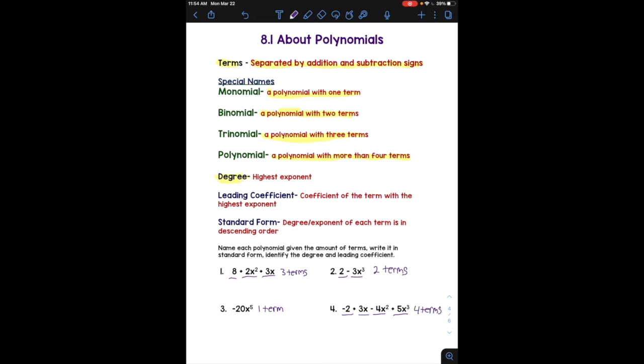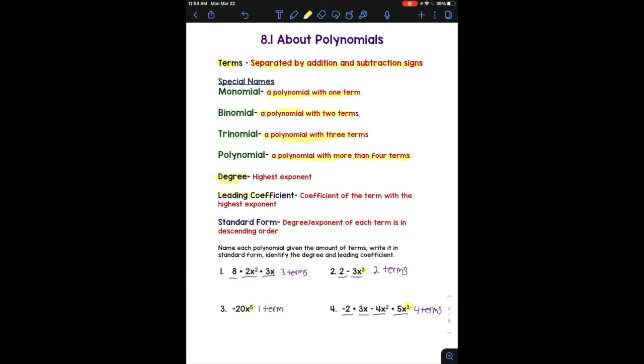So for problem number 1, the highest exponent I see is 2. Therefore, problem number 1 has a degree of 2. Problem number 2, the highest exponent is 3, in which we would say the degree for number 2 is 3. Problem number 3 only has one exponent, which is 5. The degree for that term is 5. And lastly, problem number 4, the highest exponent I see is 3 again, similar to problem number 2. Problem number 2 and 4 both have a degree of 3.